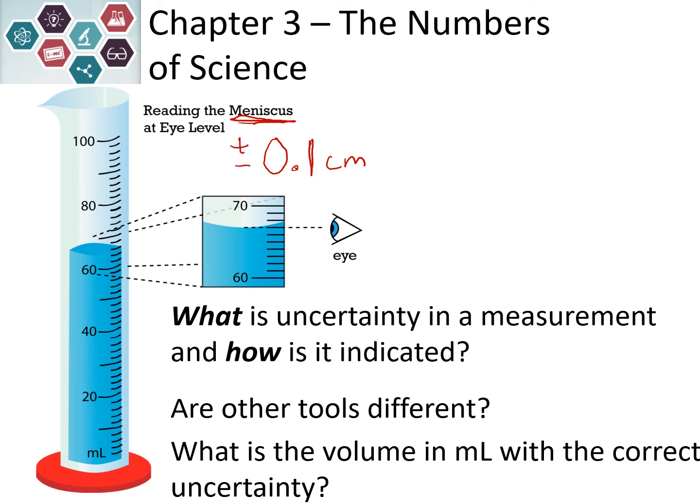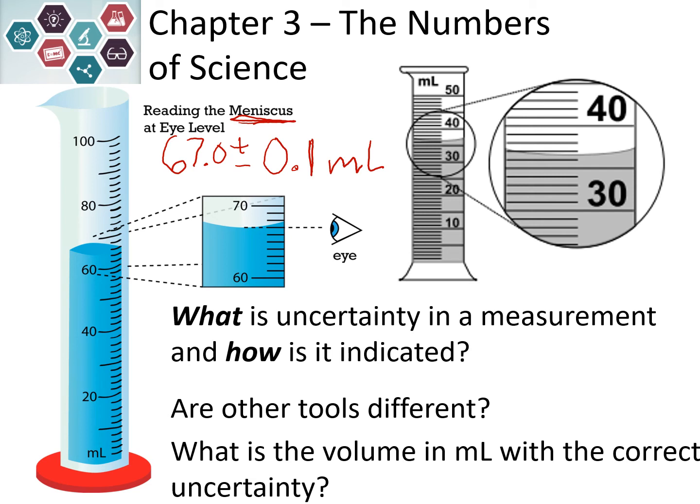So if we're reading this, we know it's past the 60. It's about the 7, and I would say it's right on that line, so I would record a 0. And this is not centimeters. When we're measuring volume, it's recorded in milliliters.